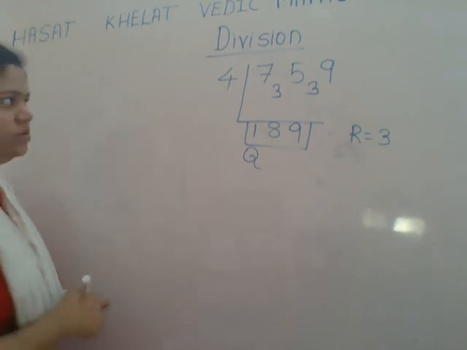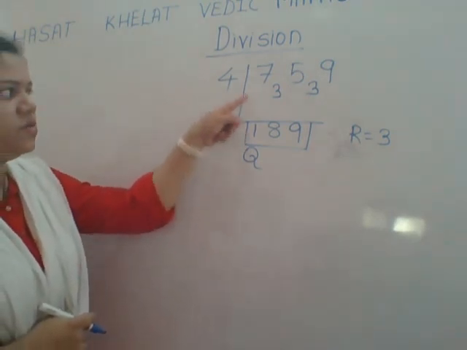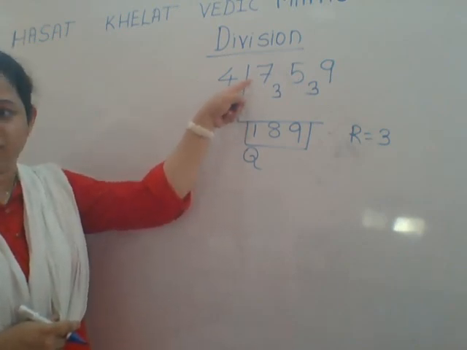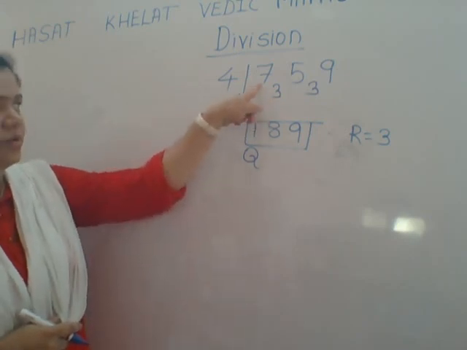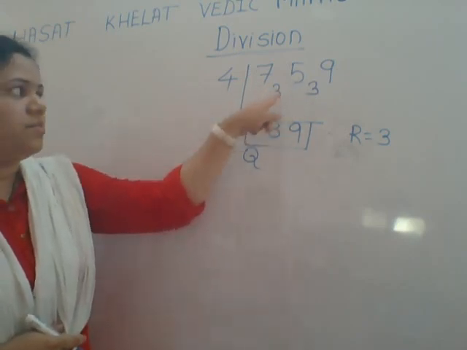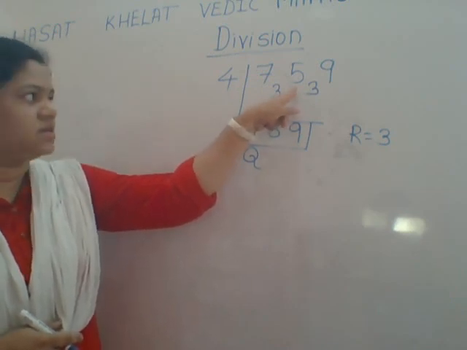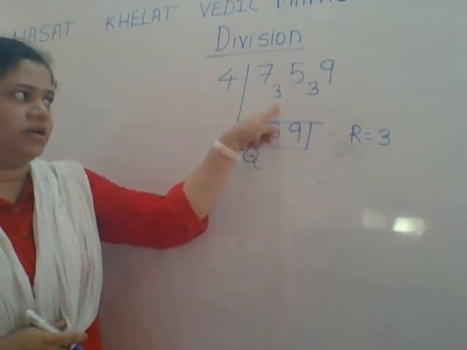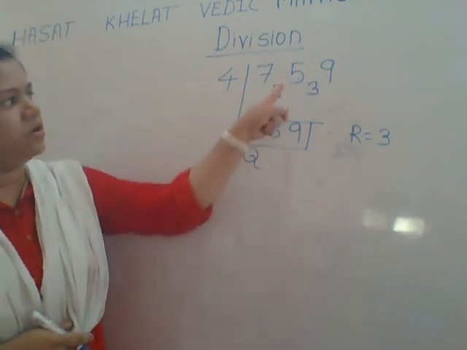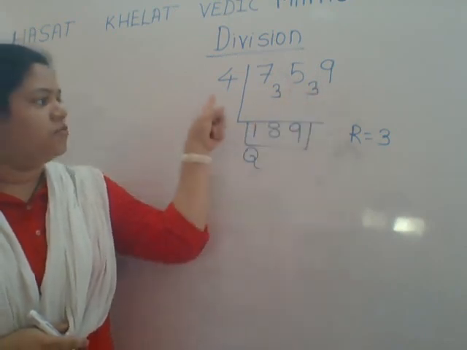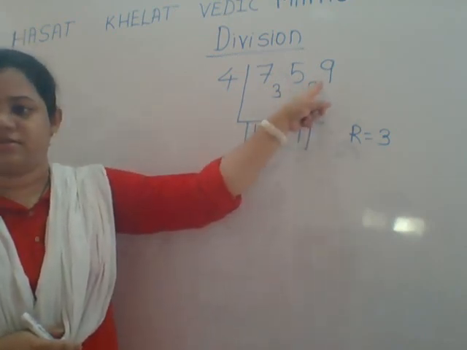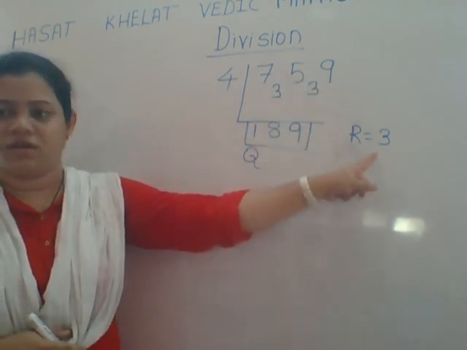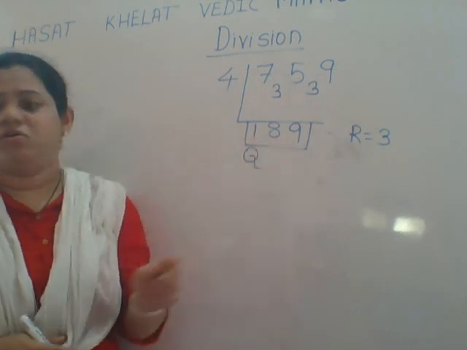Again, I'll explain it to you. What I did? 4 ones are 4. I subtracted 4 from 7. I got 3. That I wrote in between 7 and 5. This number became 35. 4 8s are 32. 35 minus 32, I got 3. I wrote 3 in between 5 and 9. 4 9s are 36. So 39 minus 36, what I got? Remainder as 3. And this 189 is the quotient.